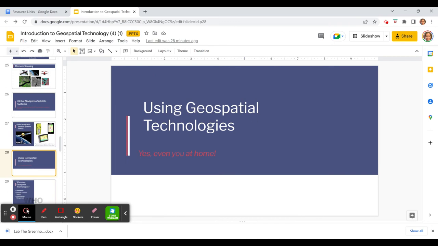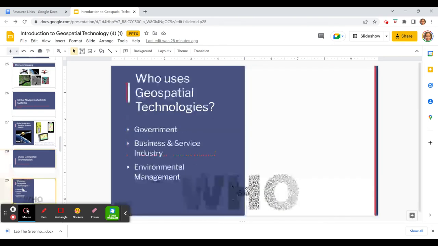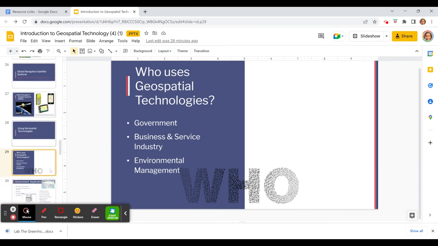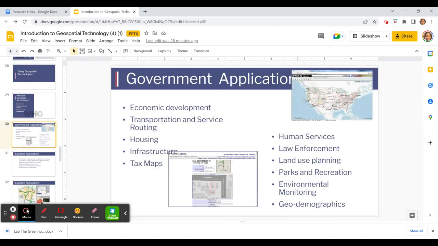So, how do we use geospatial technologies? Yes, even us at home, we can do this from our tablet, we can do it from our handheld device. Who uses this? We do. The government does. Businesses do. Environment management does. Everybody does at this point in time. Twenty years ago, it might have been mostly the government, but now this is a technology that's available for everyone.